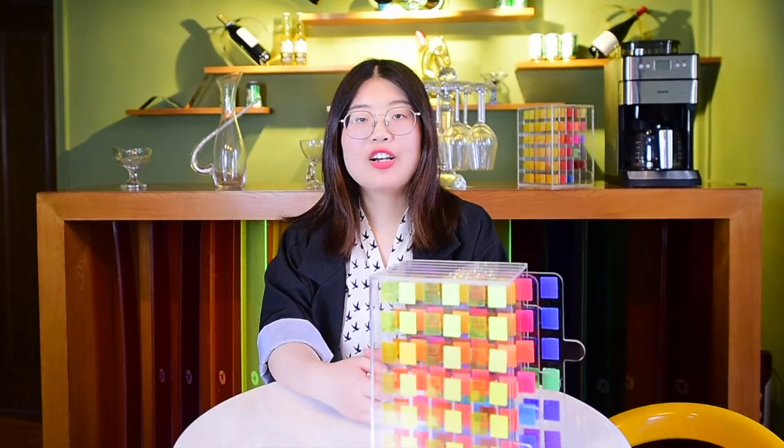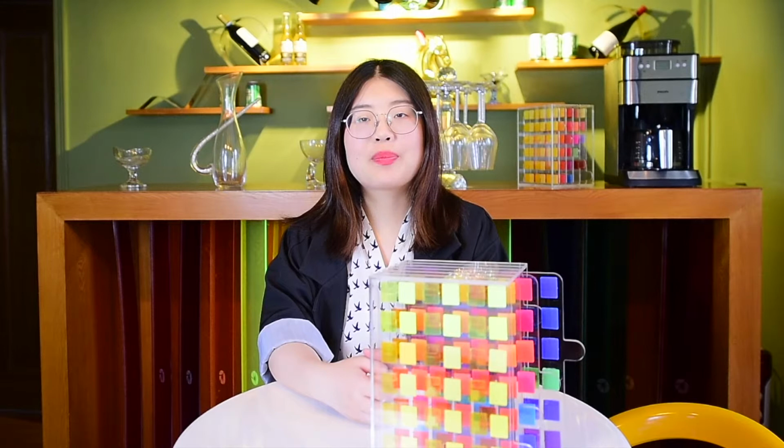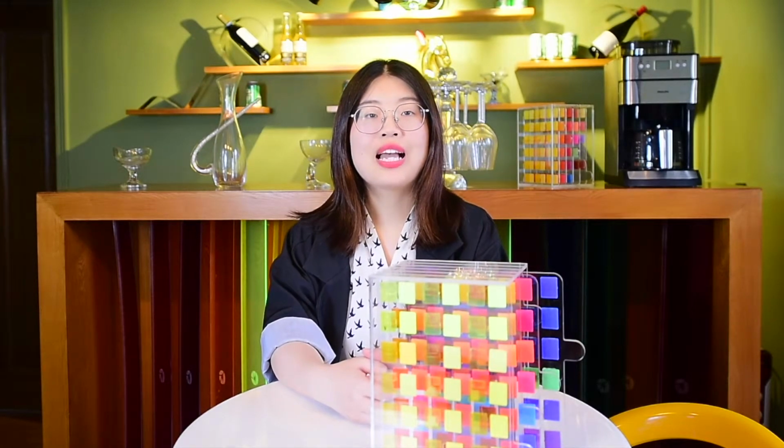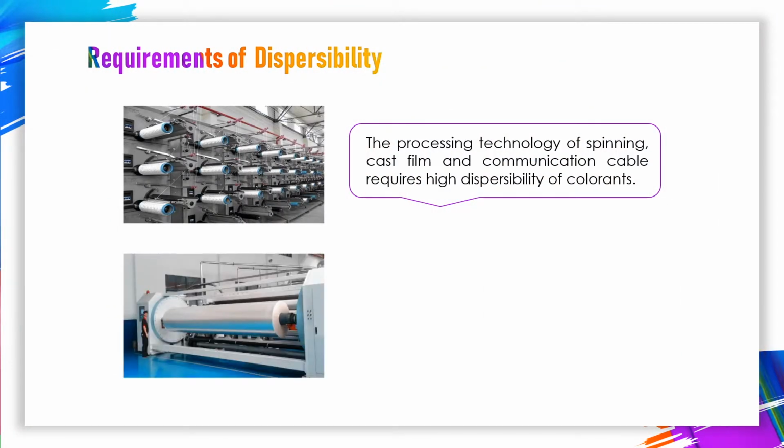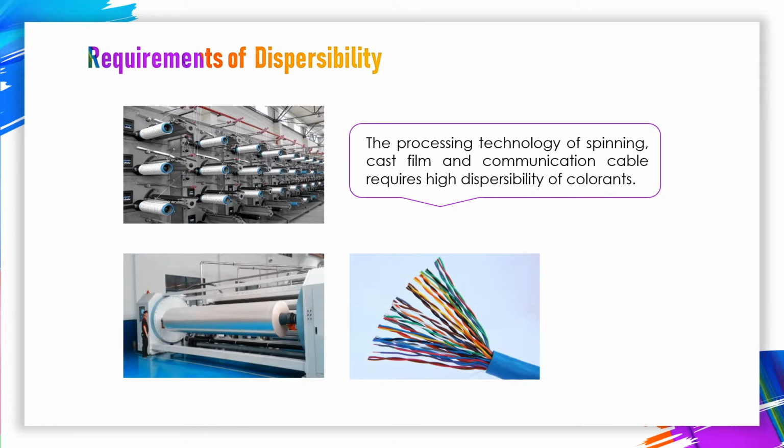The dispersibility of colorants is different in different plastics molding processes too. The processing technology of spinning, cast film, and communication cable require high dispersibility of colorants, especially for the ultrafine fibers. If the colorant's dispersion is low, the filter screen will be blocked and the wire will be broken, which will affect normal production. The requirement for the dispersibility of colorants in the sheet forming process is relatively low.